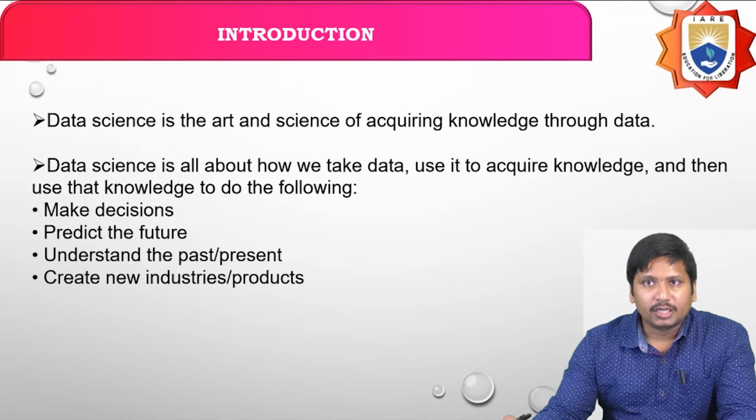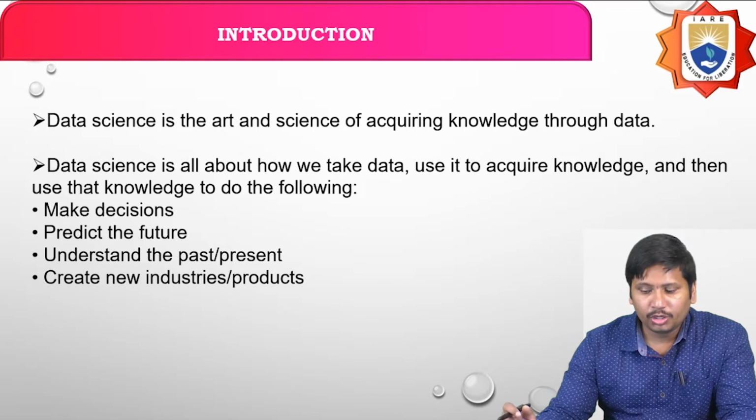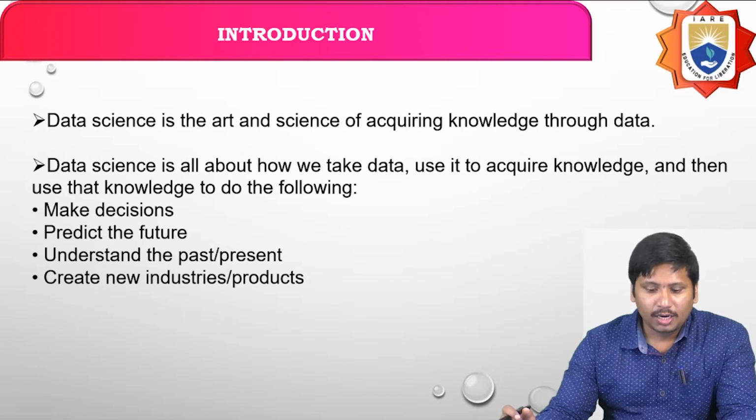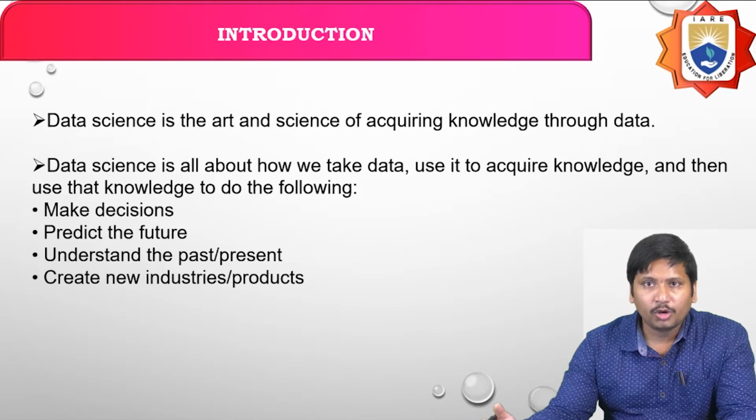Data science is nothing but an art and science of acquiring knowledge through data. Data science is all about how we take the data, how we use it to acquire knowledge, and then how we use the knowledge to do the following: making decisions, predicting the future, understanding the past and present conditions or statements, and creating new industries and products.